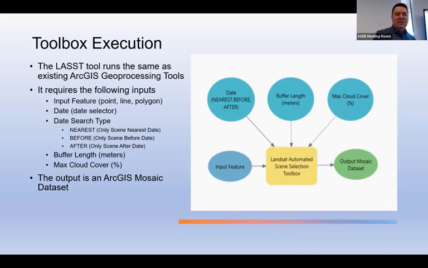Max cloud cover: if it's a cloudy day, but it's nearest the date you want, and you don't want that cloudy scene, it'll select the next closest scene that passes that percent cloud cover. And then again, the output is a Mosaic data set.